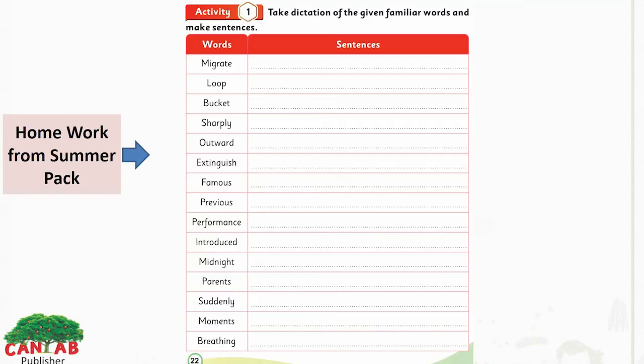Dear student, this is your homework from summer pack, page number 22. What you have to do, take dictation of the given familiar words and make sentences. You have been given these words. What you need to do, you have to understand their meaning from dictionary and use them in your meaningful sentences. ऐसे sentences बनाने हैं जिनका कोई मतलब बनता हो.